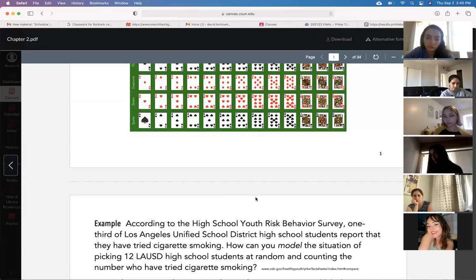How can I use cards to model the same scenario? Can anyone take a guess as to how I can use cards to model the same scenario?